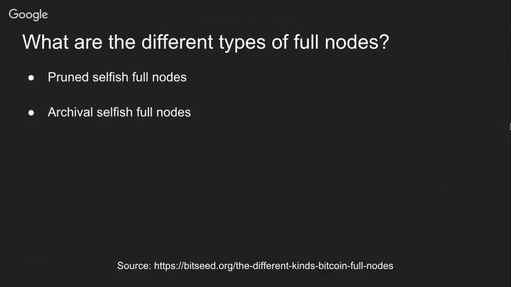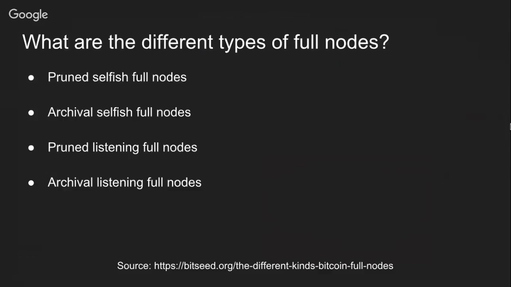There are archival selfish full nodes. There are pruned listening full nodes, archival listening full nodes, and then perhaps the most important of all of the full nodes, the economic full nodes. And we'll dive into each of these in detail here.